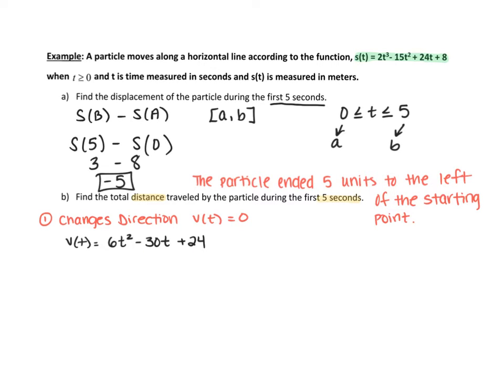And now I'm going to set that velocity equal to 0, factor, and solve. It looks like I can divide all three pieces by 6, so I'm going to do that. And factor by add multiply. So t minus 1 and t minus 4. And if I set each piece equal to 0, I get t is equal to 1 and t is equal to 4. 6 equaling 0 we can reject. So we know that the particle will change direction at 1 second and at 4 seconds. So that's the first thing that we have to do, figure that out.